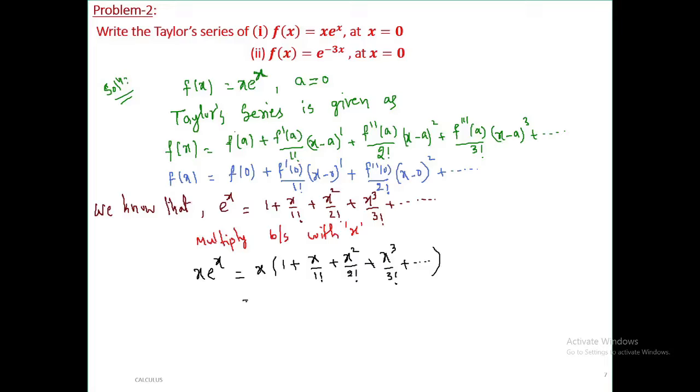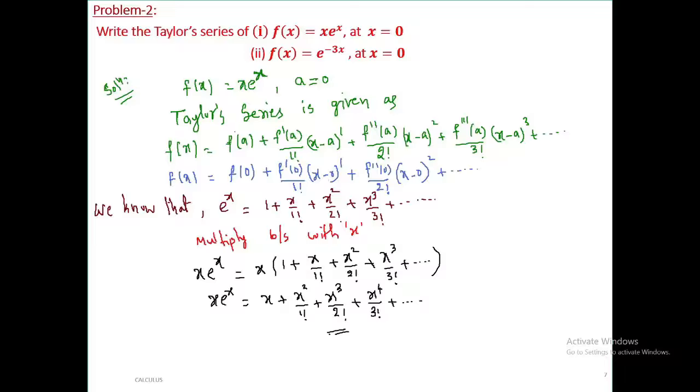Now you multiply this. So x into 1 is x, plus x square by 1 factorial, plus x power 3 by 2 factorial. I'm multiplying with x. Okay, plus x power 4 by 3 factorial plus up to so on. That's it. So this is the x into e power x Taylor series expansion. Or otherwise you take x into e power x as f of x and find all the derivatives f dash x, f double dash x, f triple dash x, all those things, and substitute a is 0, then you will get the same series expansion.